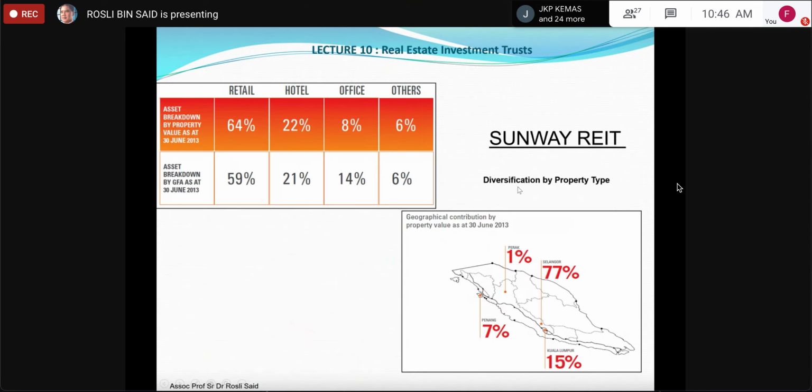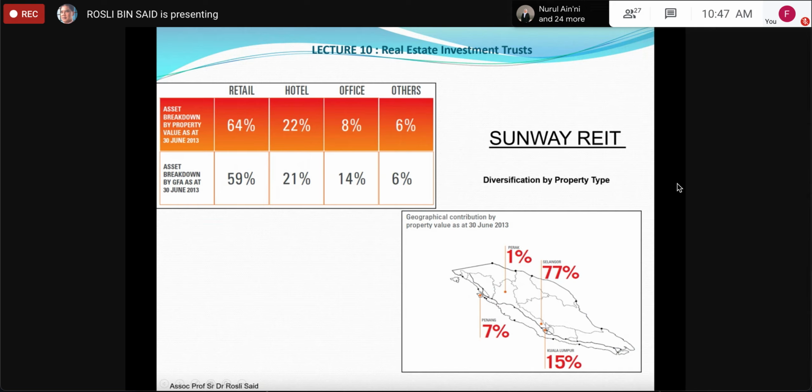And the Sunway REIT, we can see in terms of property type, they have retail, hotel, office, others. The majority comes from retail, and then hotel 21%, offices 14%. So basically, they are having a problem. I'm sure Sunway REIT's price will drop very much by the end of this month. We can just check. In terms of geographical contribution, we have KL, Penang, Selangor, Perak. The majority are in Selangor.